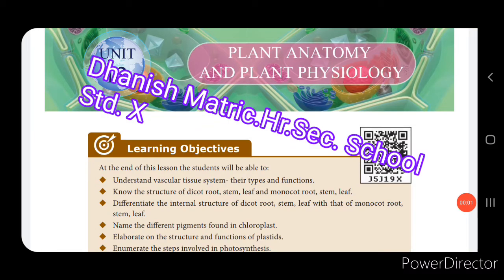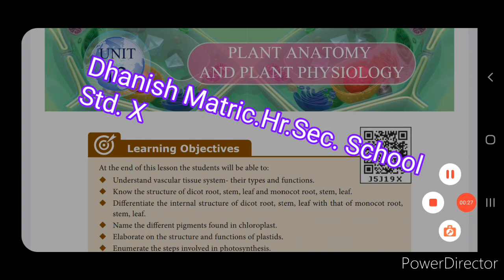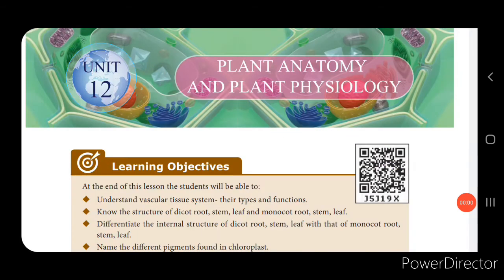Very good morning, students. Welcome to science session of class 10, and we are seeing the unit 12, plant anatomy and plant physiology. Now, in the last session, we have seen what is tissue system, and the different types of vascular tissue system, and we have seen the dicot root, monocot root, and the difference between dicot root and the monocot root.